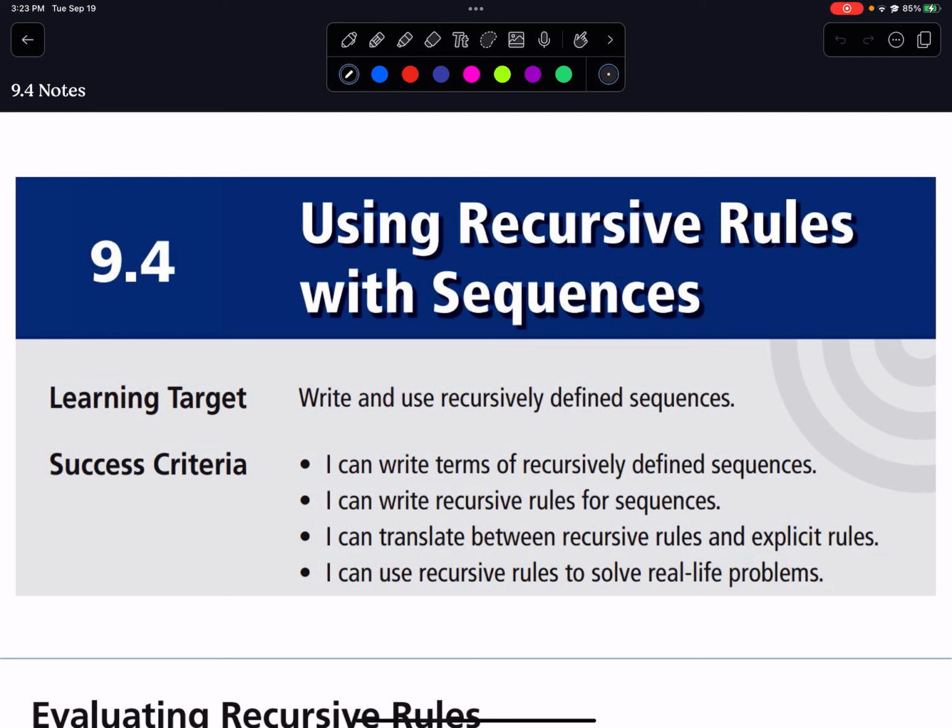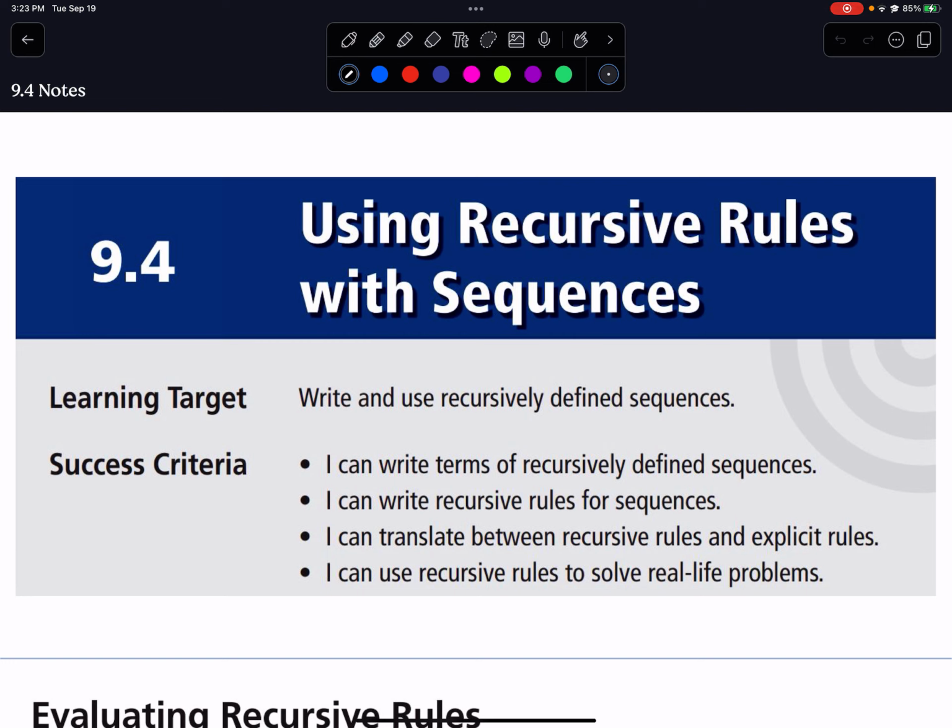All right, we are in our last section of chapter 9. So last section of sequences, 9.4, using recursive rules with sequences. What we have been using previously is what's called an explicit rule. Today we are talking about recursive rules, and we'll get into the definition of that in a second.